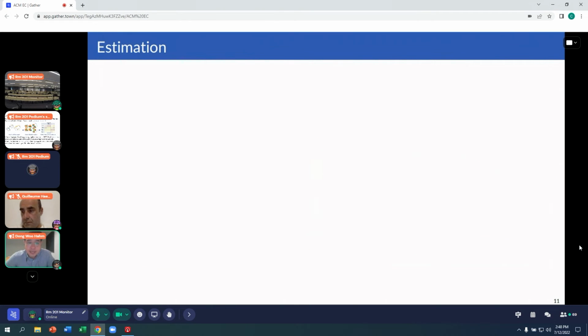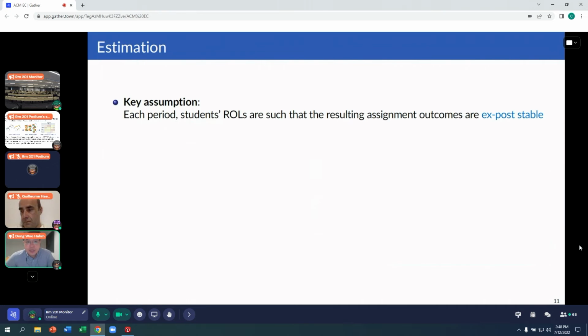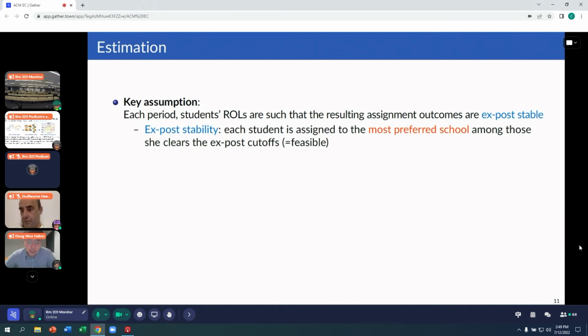Okay? How do we estimate the model? The key concept that is going to be used for our estimation is ex post stability. Namely, we assume that in each period, the students' rank order lists, the applications, are such that the resulting assignment outcome is ex post stable. What ex post stability means is that each student is assigned to the most preferred school among the set of schools where she clears the ex post cutoffs. In other words, feasible, as used in the literature.